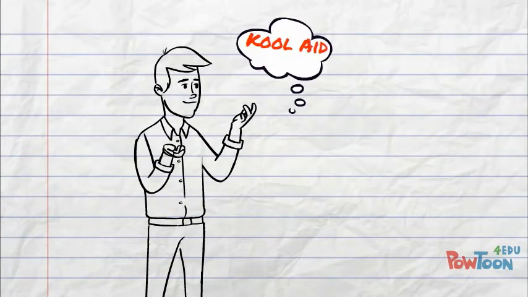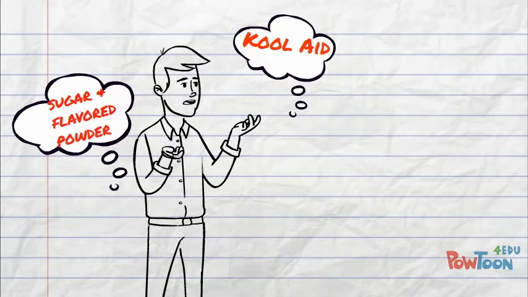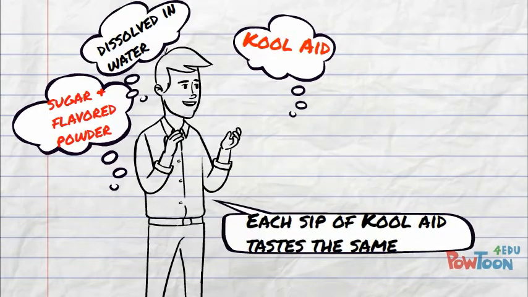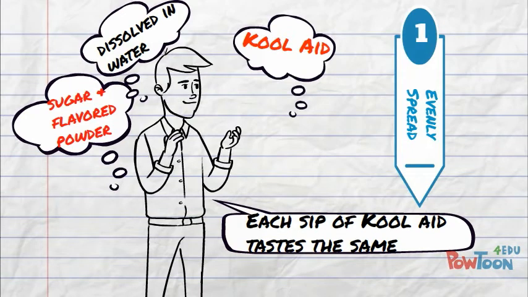Kool-Aid is an example of a solution. Sugar and flavored powder are dissolved in water. The first sip of the Kool-Aid tastes the same as the last sip because the substances are spread evenly throughout. If they weren't evenly spread, some sips would be watery and some would be too sugary.